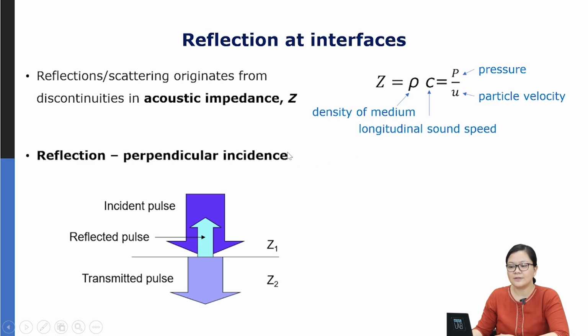So there are several ways we can look at reflection. The first one, we'll talk about reflection when the incident pressure is perpendicular to the interface. So here is an example where we have an interface between two media. The top medium has an acoustic impedance of Z1. The bottom medium has an acoustic impedance of Z2. The incident pulse is firing from top to down, and once it reaches that interface, the pulse can either be reflected or transmitted depending on the difference in the acoustic impedance.